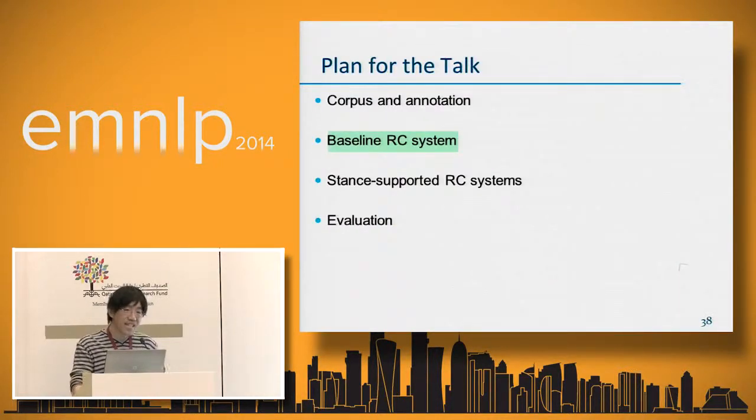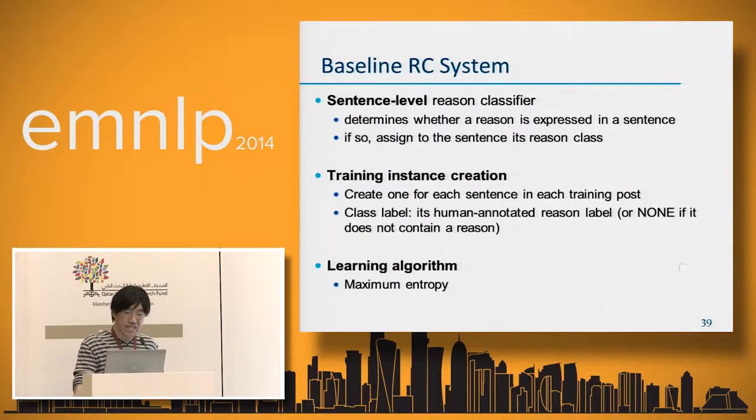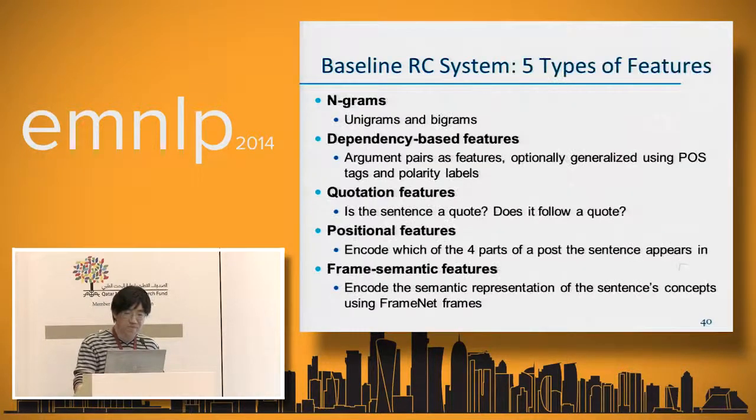Okay, so now let's take a look at our baseline reason classification system. Our baseline classification system is the sentence-level reason classifier that determines whether a reason is expressed in the sentence or not. If so, it assigns the sentence its reason class. Otherwise, we assign the label none. We create training instances, one for each sentence in each training post. The class label is the human-annotated reason label, or none if it does not contain a reason. As our learning algorithm, we employ maximum entropy.